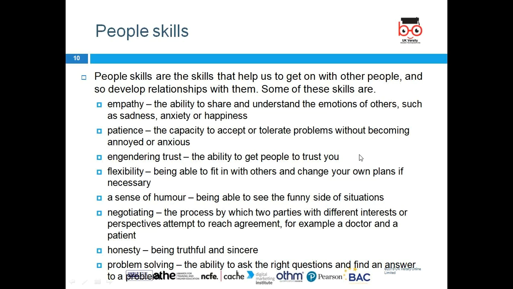Engendering trust, the ability to get people to trust you. Being flexible, so fit in with others and change your own plans if you need to. Have a sense of humor, so be able to see the funny side of situations. Negotiating, the process by which two parties with different interests or perspectives attempt to reach an agreement, for example a doctor and a patient trying to come to a point about their healthcare. Honesty, be truthful and sincere, and problem solving, the ability to ask the right questions and find an answer for the problem. So that was 3.1.